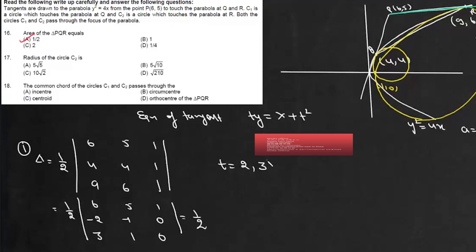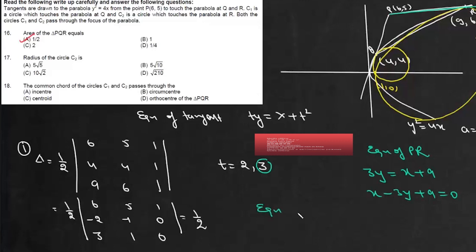And for R, the value of t is 3. So if we put 3 here, we'll get the equation of PR as 3y equals x plus 9, or this equation is x minus 3y plus 9 equals 0. Now we can find the equation of the family of circles touching this line at this point (9, 6).